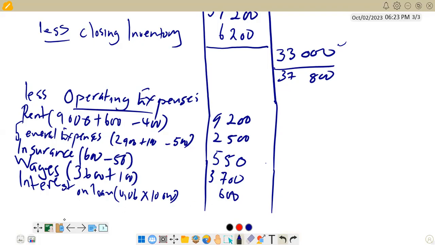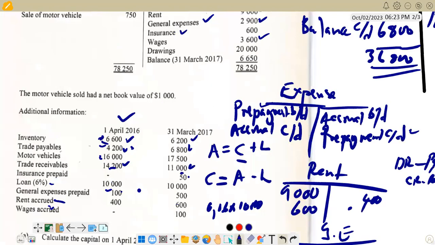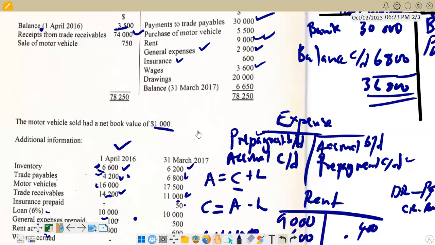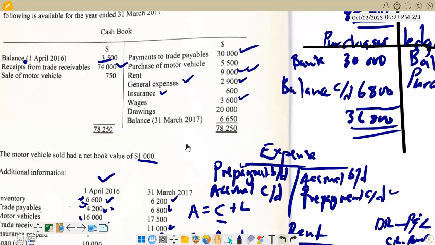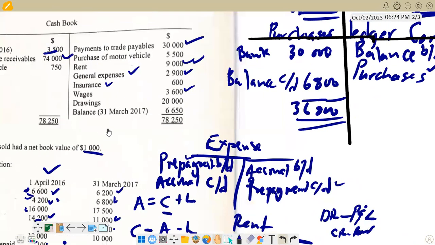If you go back, we are going to see that we've got some fixed assets, non-current assets that we have there. And we are told here that we've got a motor vehicle that was sold at a net book value of 1,000. And we are not given a figure for depreciation. Remember, depreciation is a non-cash item, so we can never find it in the cash book. But since we've got a fixed asset, it means we are supposed to have a depreciation.